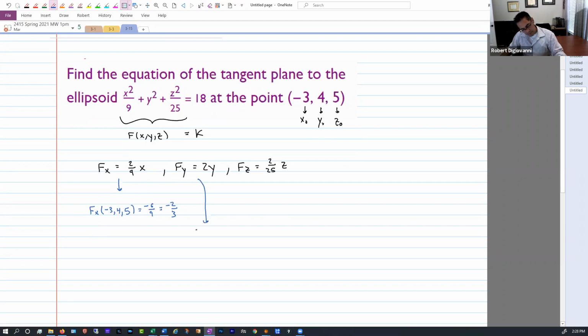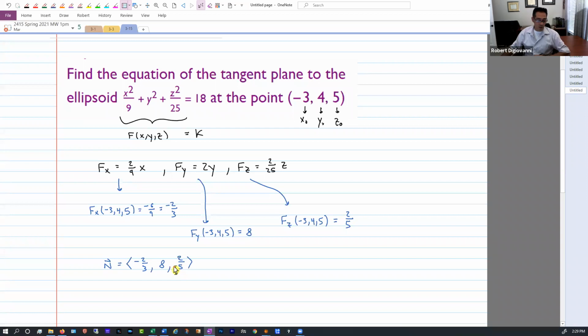We do this one. I need the partial of f with respect to y at that point, -3, 4, 5. But it only has a y in it, so I just plug in 4 here. I get 8. And then last one, partial of f with respect to z, but at the point -3, 4, 5. But it only has z in it, so I plug in 5 into this, and I get 2/5. So this vector, the normal vector of this plane that's tangent to the surface will be -2/3, 8, 2/5.